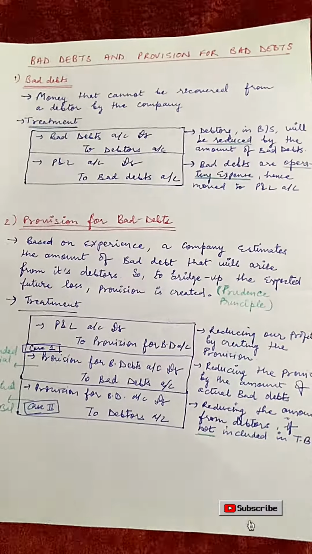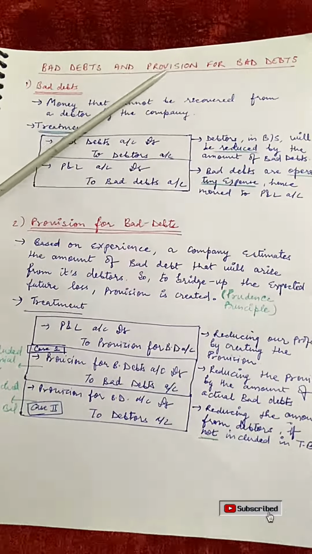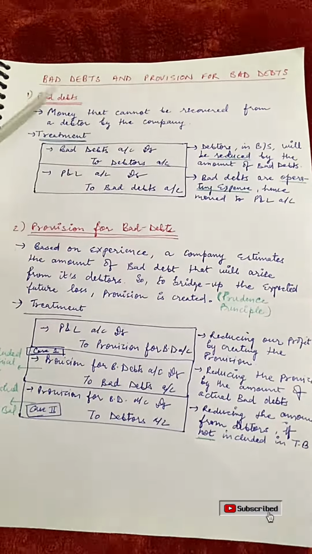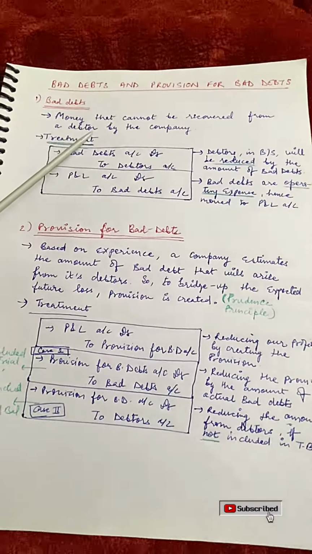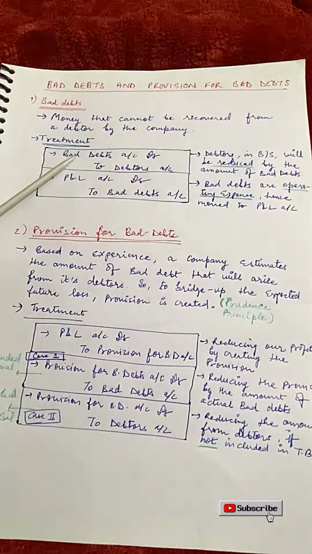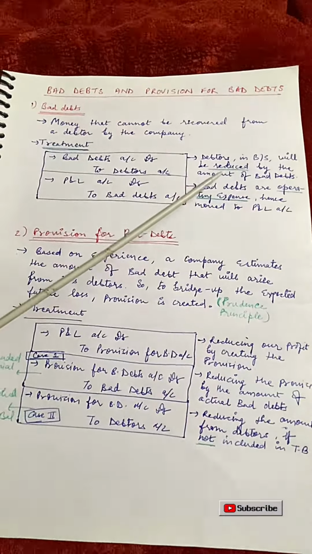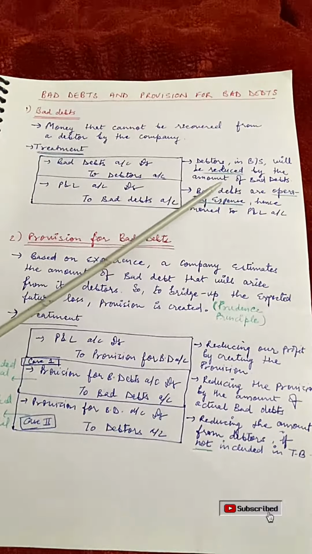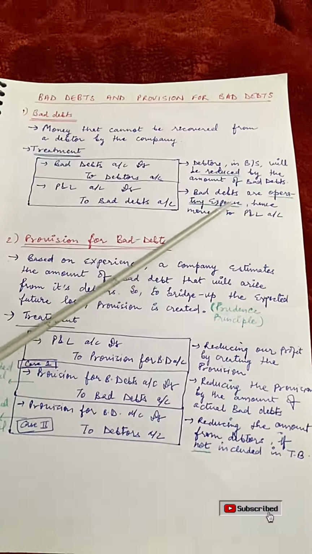As requested, today we will discuss bad debts and provision for doubtful debts. So, what are bad debts? Bad debts is simply the amount that cannot be recovered by the company from its debtors. So, the treatment is we will reduce the amount of debtors in the balance sheet by the amount of bad debts. So, the entry would be bad debts account debit, debtors credit, and bad debts are our operating expenses. So, we will move it to the P&L account, P&L account debit, bad debts credit.